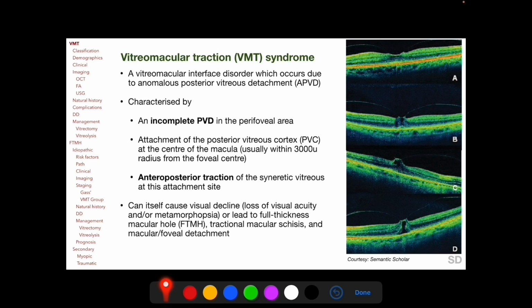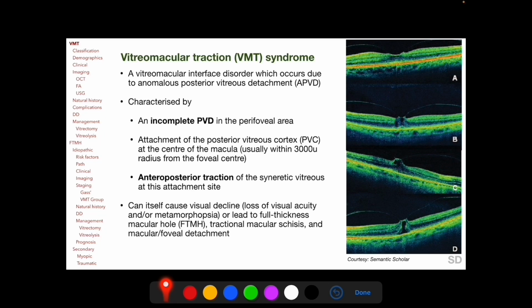VMT syndrome is characterized by an incomplete posterior vitreous detachment in the perifoveal area, as seen here in each of these four OCT images, with persistent residual attachment of the posterior vitreous cortex at the center of the macula, usually within a radius of 3000 microns from the foveal center, along with anteroposterior traction induced by the syneretic vitreous on the center of the macula at this attachment site.